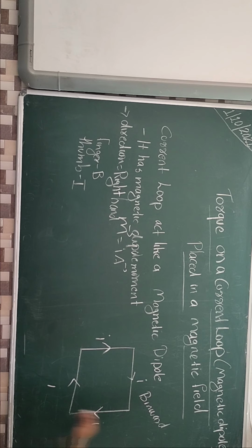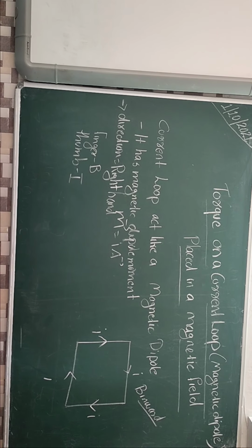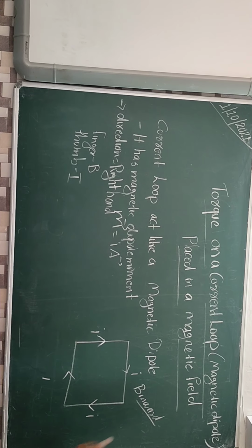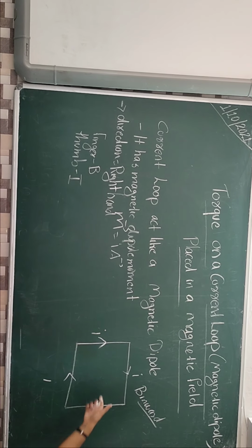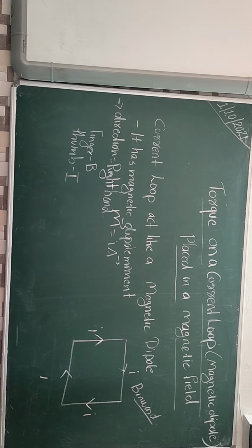Akash, inward means cross, outward means dot. Very good. Akash is studying better now. Cross means it is a uniform magnetic field also. So it is an inward magnetic field. Clear, everyone?